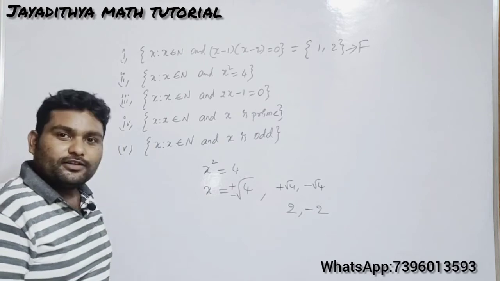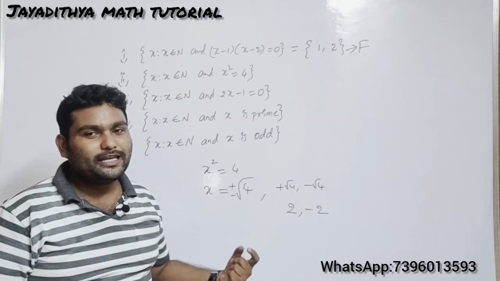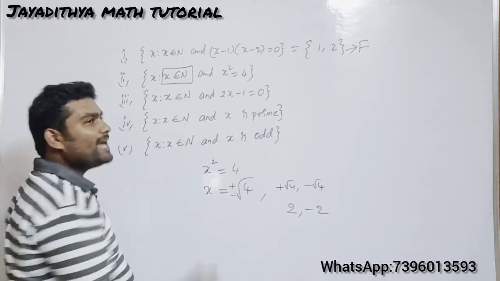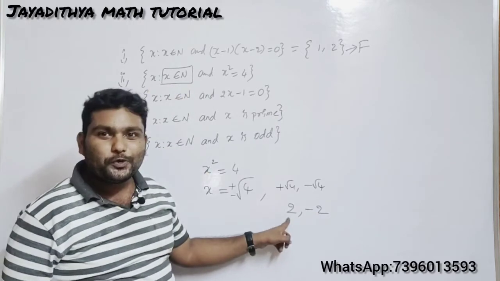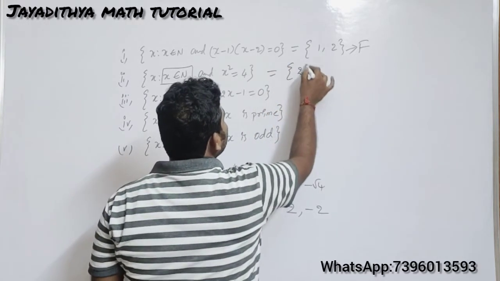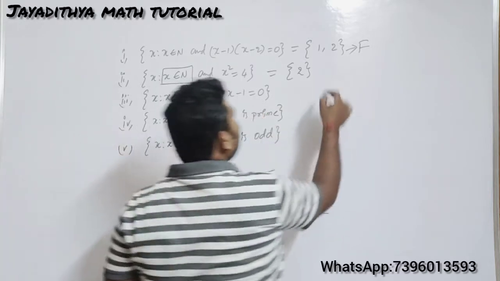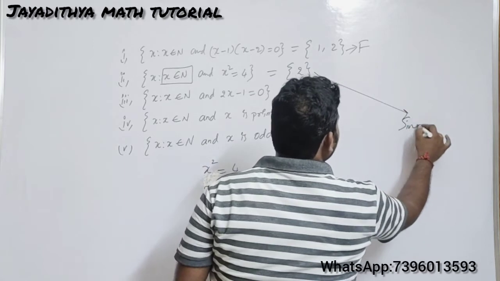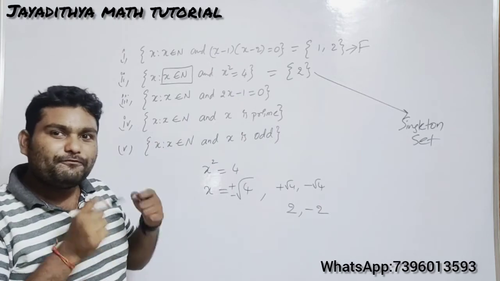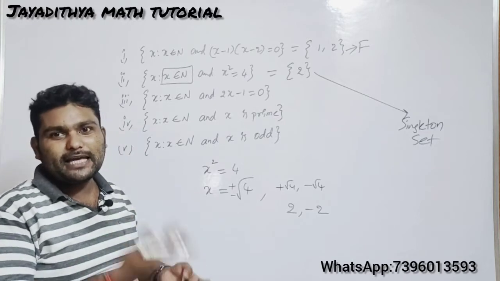You will say that there are 2 elements, but this is absolutely wrong. Why? See what condition has been given: x belongs to natural numbers. Only 2 is a natural number, but not minus 2. So how many elements are there in this set? Only 1 element. The set which contains only 1 element is known as a singleton set. Now what is it called? Singleton set. The set which contains no element is nothing but the empty set or void set.